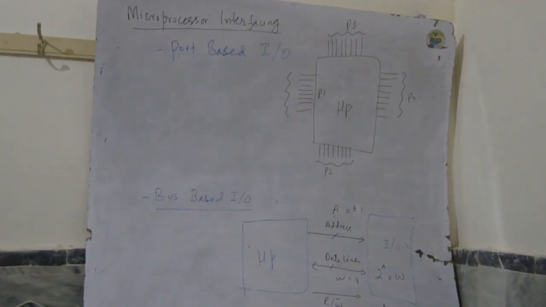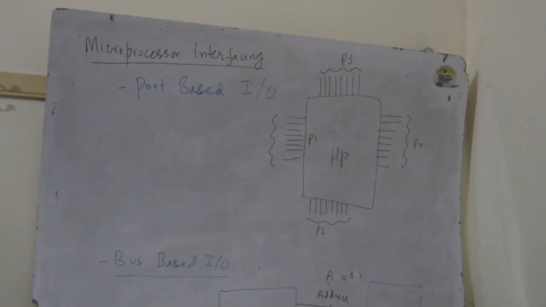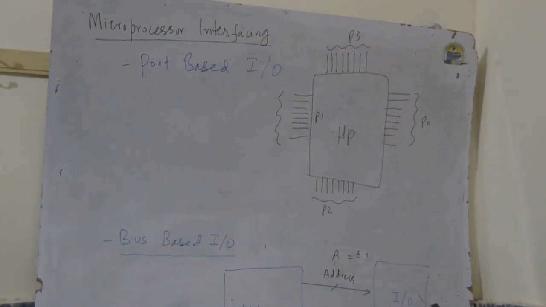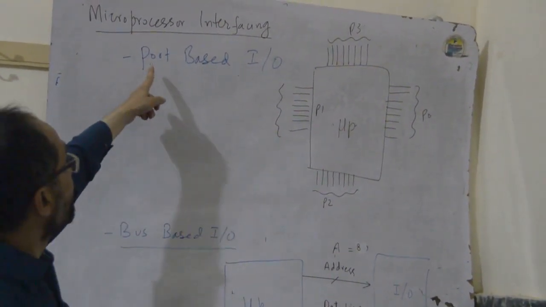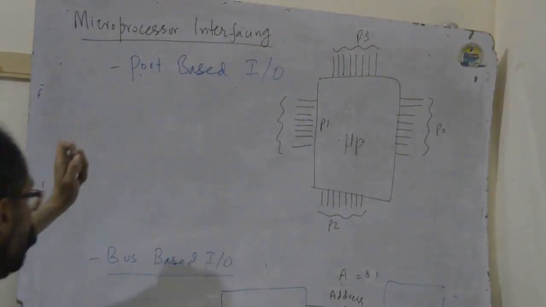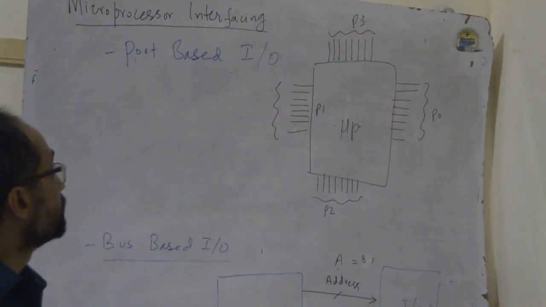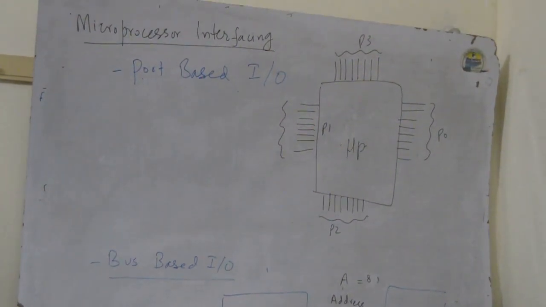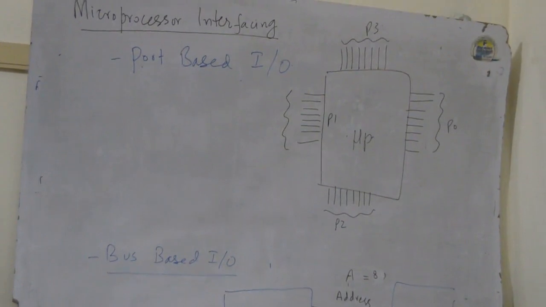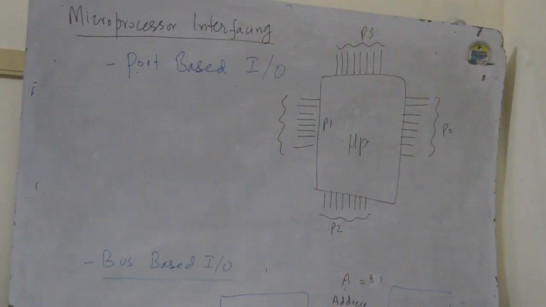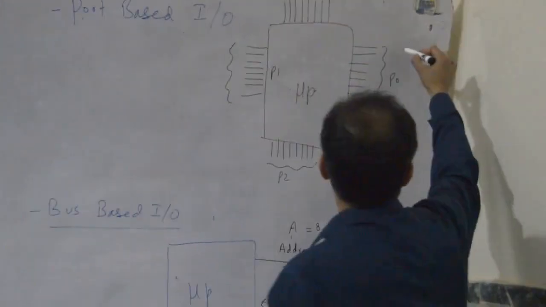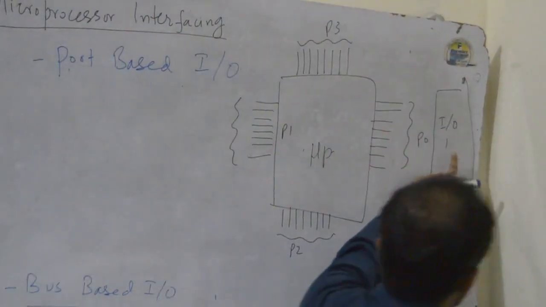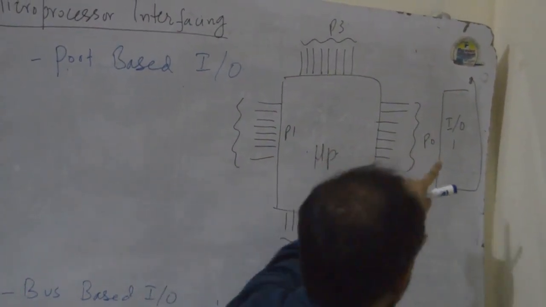So now we will study how different input I/O devices are interfaced with the microprocessor. There are two types of interfacing. One is referred to as port-based I/Os, and the other is referred to as bus-based I/Os. In port-based I/O, the microprocessor communicates with the I/O through its ports. Let's assume this is I/O device 1. I/O device 1 is interfaced with the microprocessor through port 0.